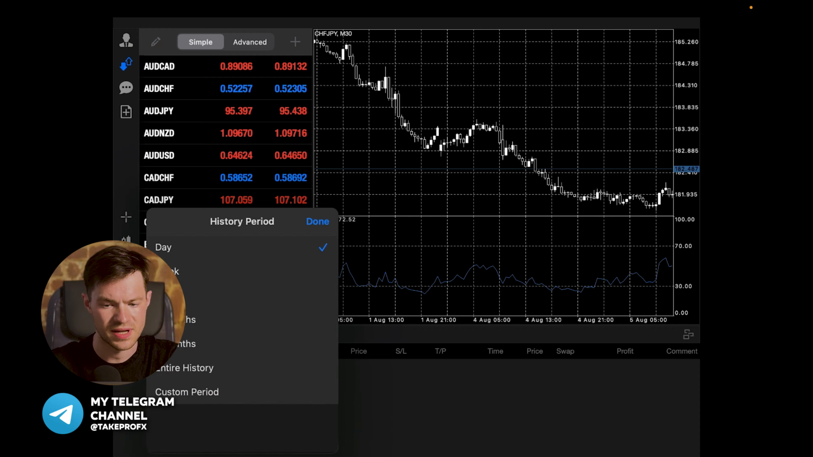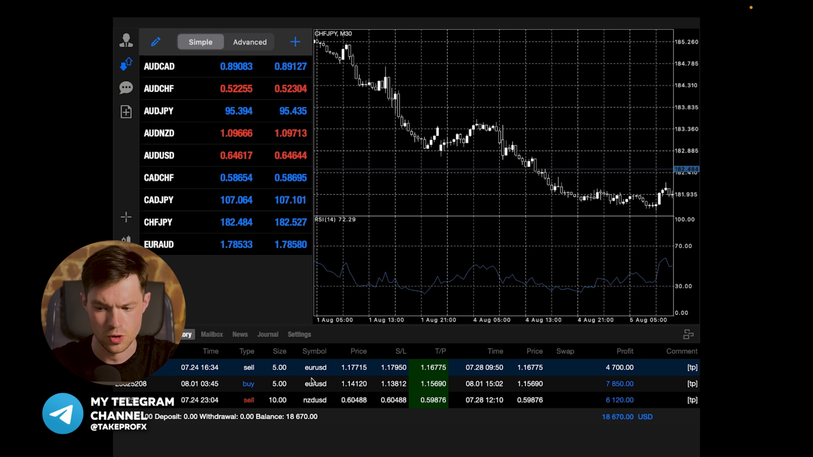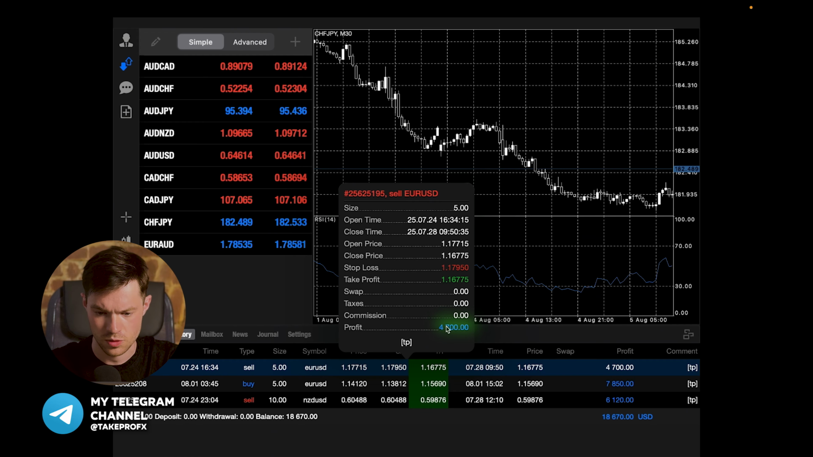Before we continue, I would like to show you this position again, but already in the MetaTrader terminal. Here is this trade on the euro dollar with a profit of 4,700.